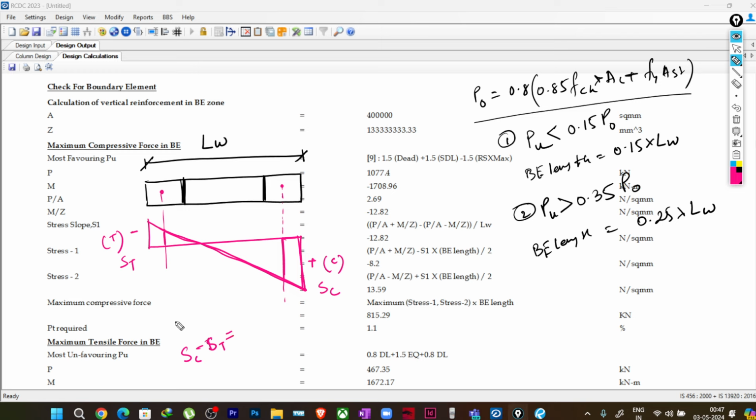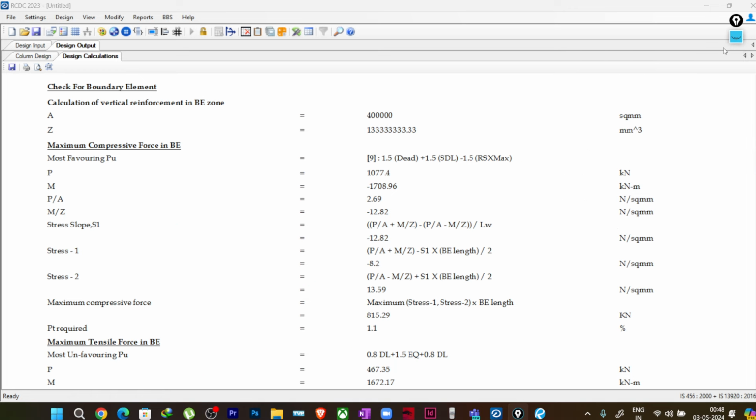And if I want to find out the change in stress per meter length, then I need to just divide this by Lw. So this, suppose I am considering S1. So this is nothing but the change in stress per unit length, which is also called the slope of stress. Okay, slope of stress, understood? You can see here RCDC is first finding out this slope of stress.